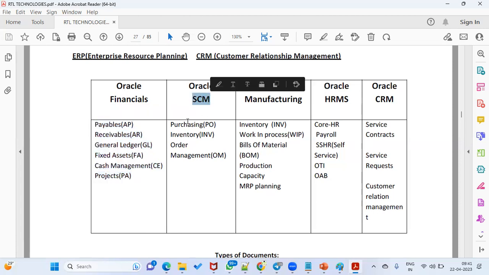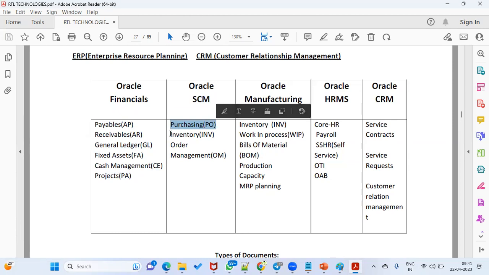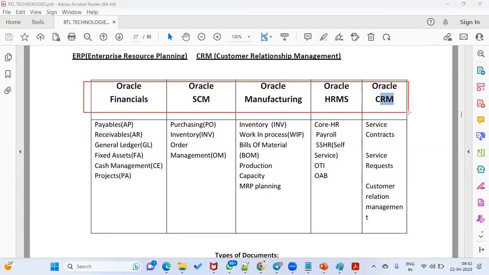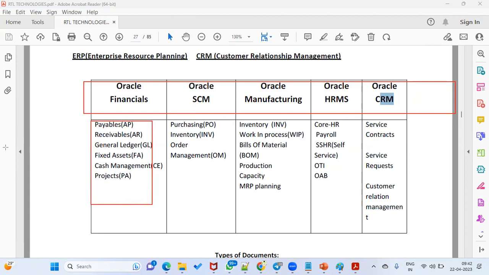Same thing, supply chain management is nothing but procurement, inventory, sales. Order management is nothing but sales. In manufacturing modules: inventory, WIP, BOM, production, planning. In HRMS: core HR, payroll, self-service HR, time and labor, advanced benefits, all this. CRM: service contract, service requests. This all we will find in different domains. So these all we call domains: financial, supply chain, manufacturing, HRMS, CRM, like that. These are modules, and every domain will have its modules.